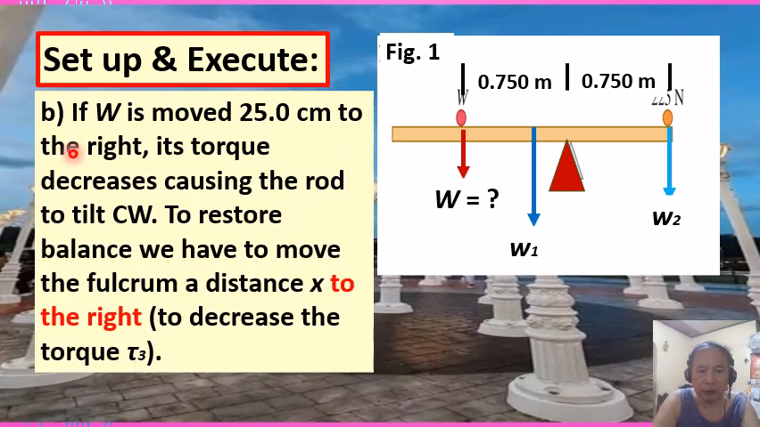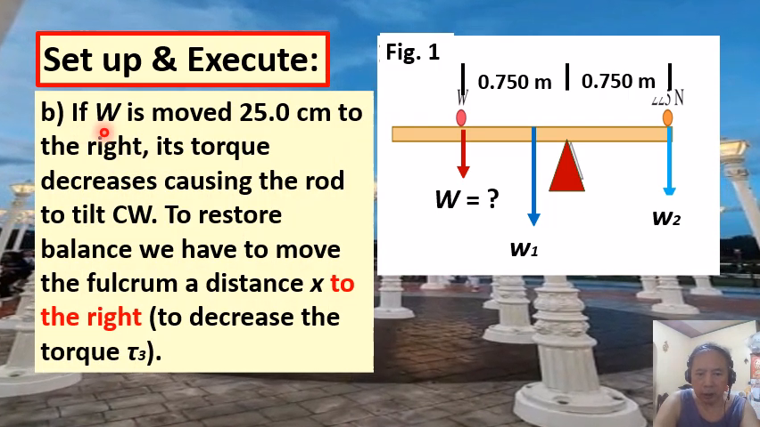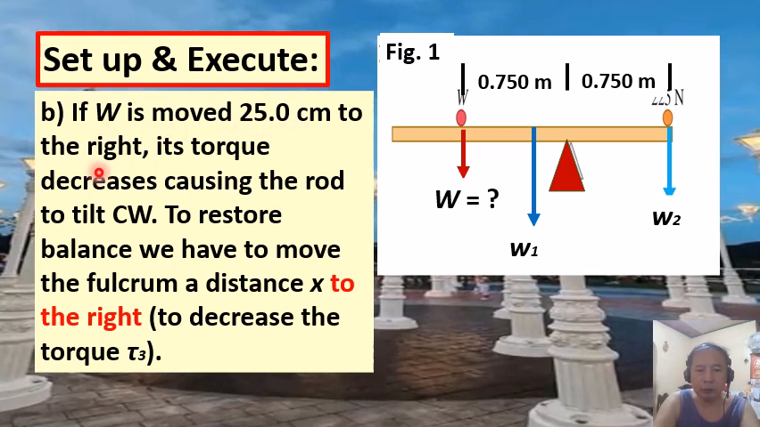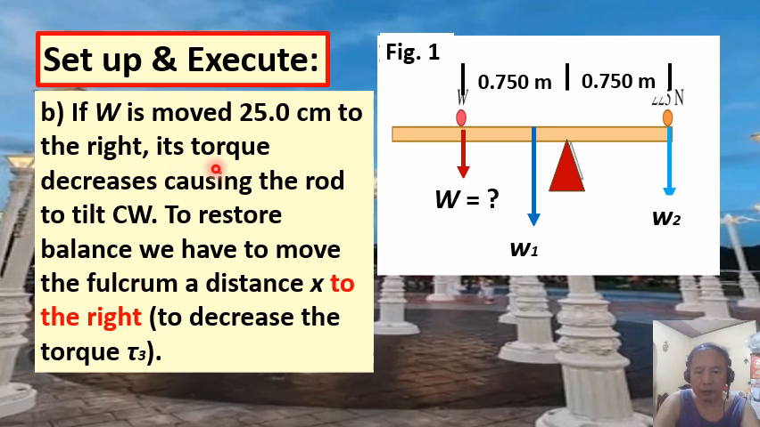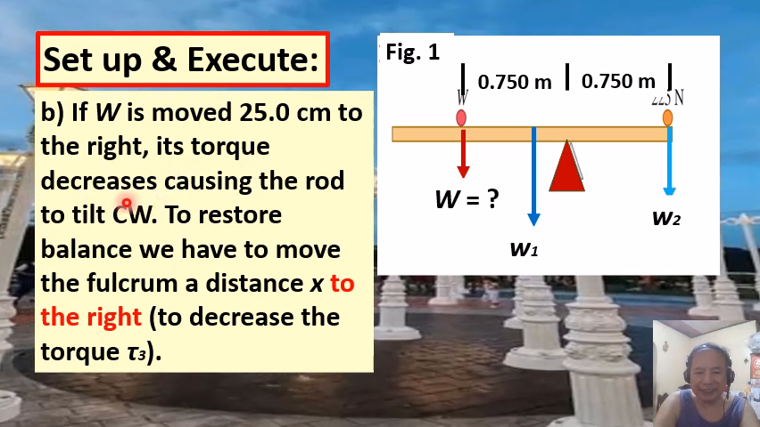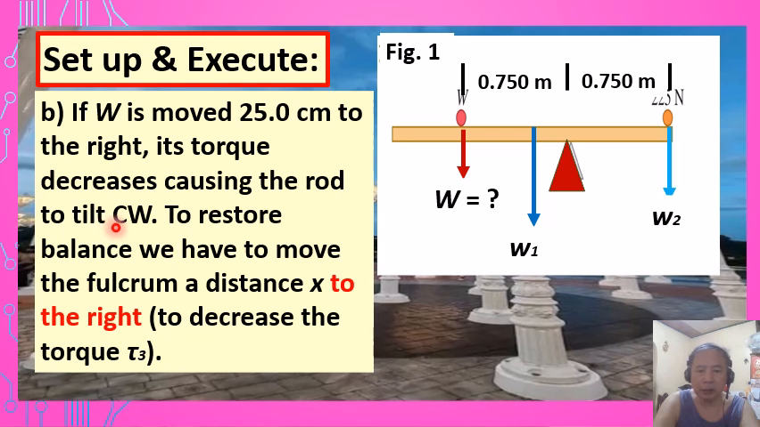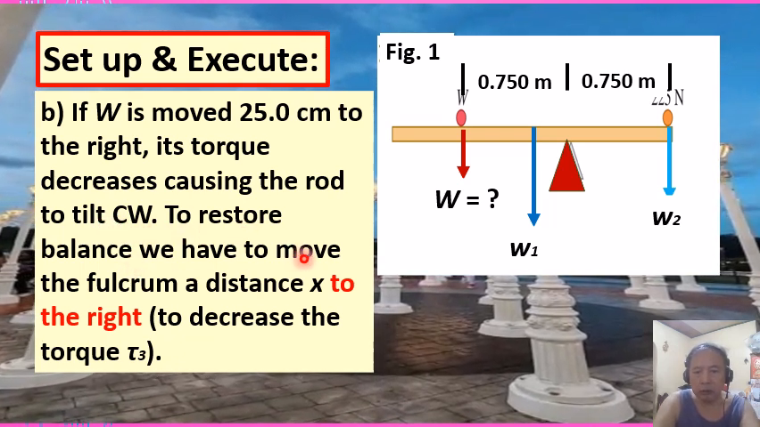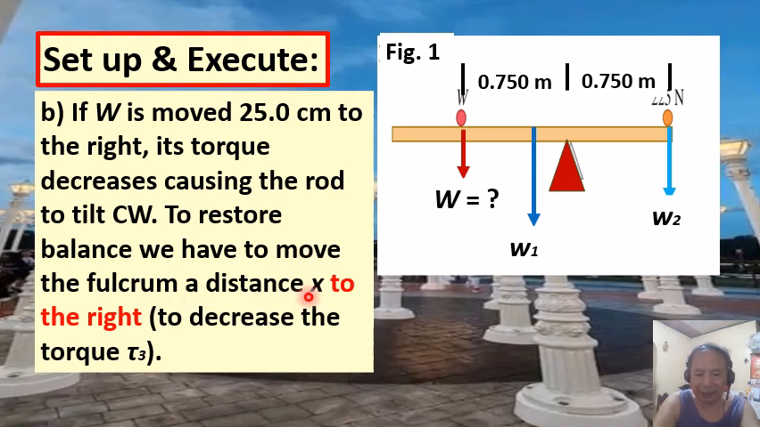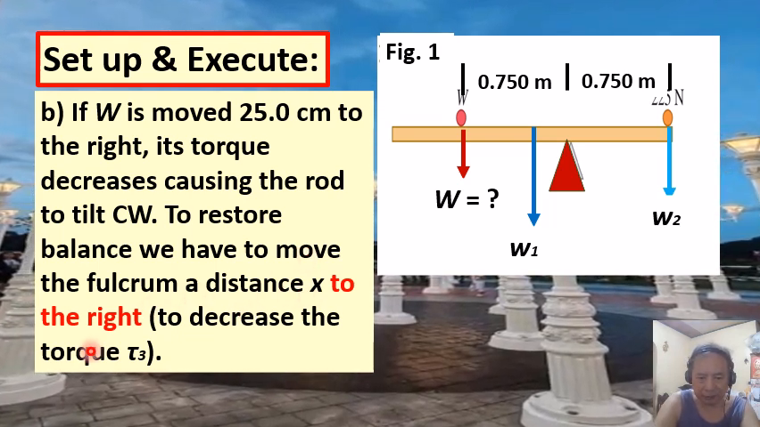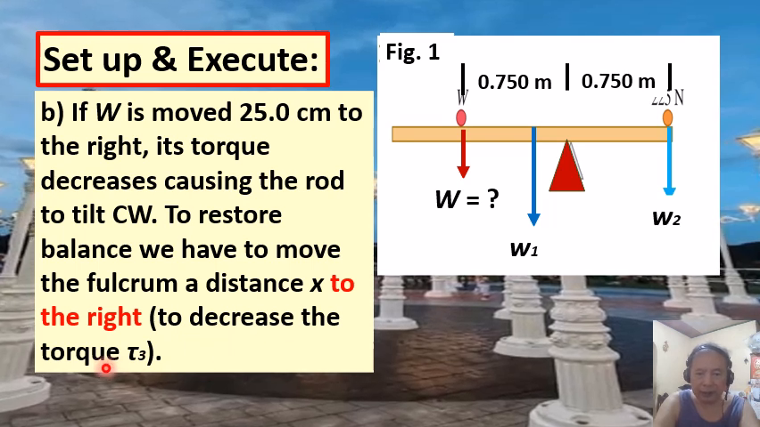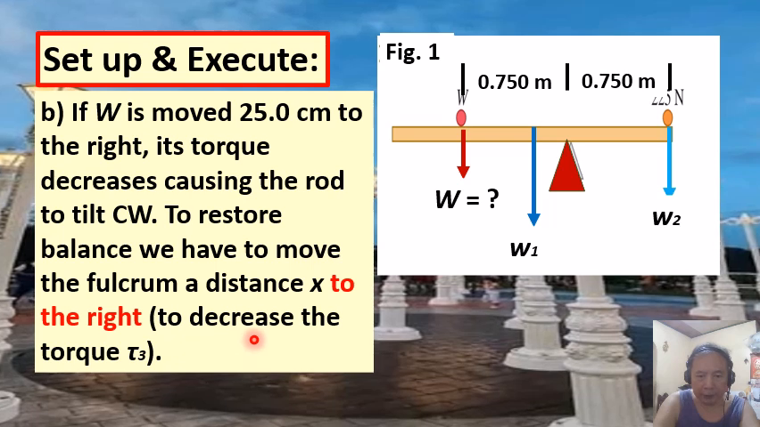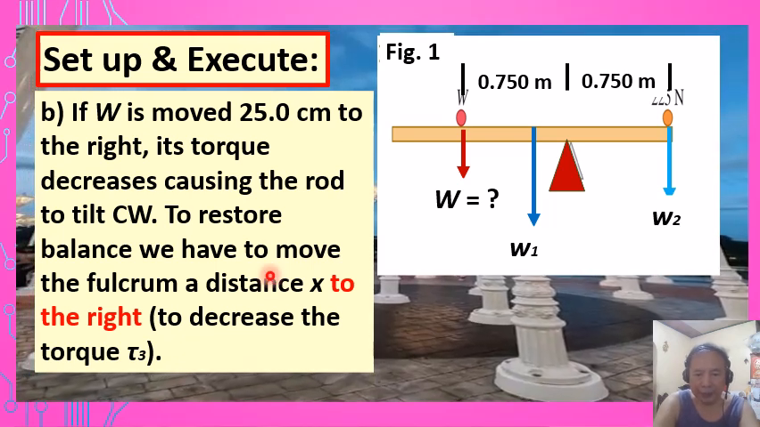For our answer to question letter B, if the unknown weight W is moved 25.0 centimeters to the right, its torque actually decreases, causing the rod to tilt in clockwise direction. So to restore balance, we have to move the fulcrum a distance x to the right. This is to decrease the torque number 3, thereby restoring balance.